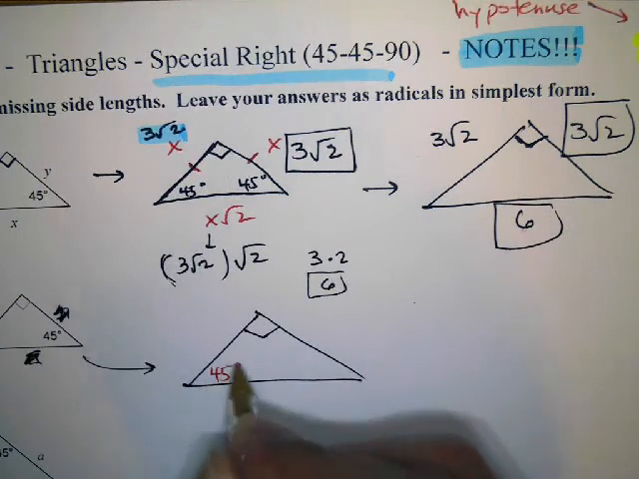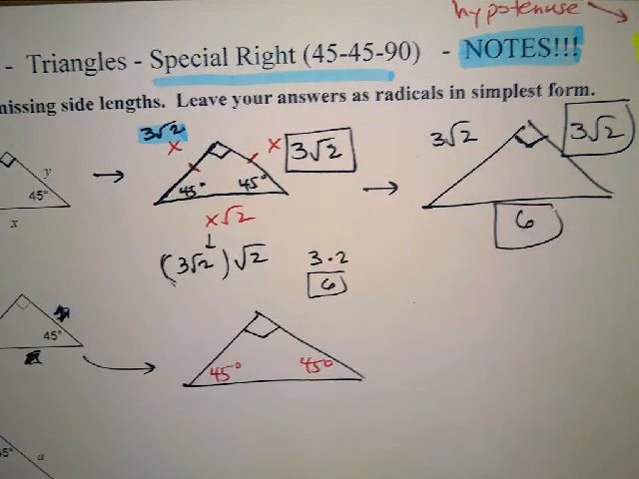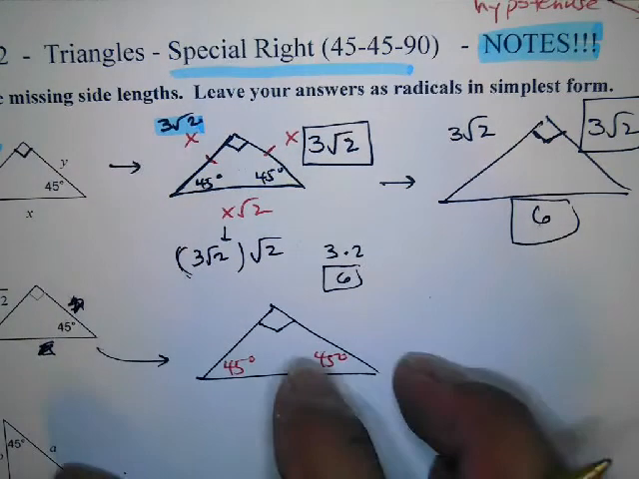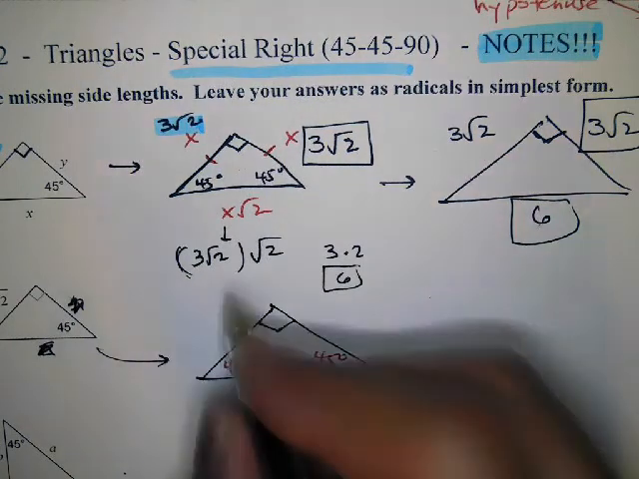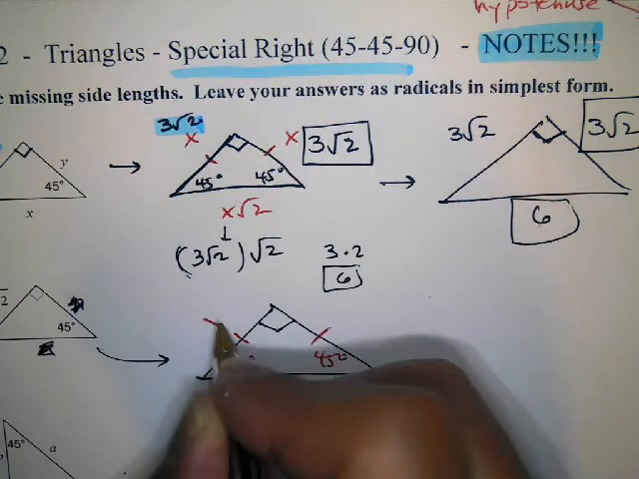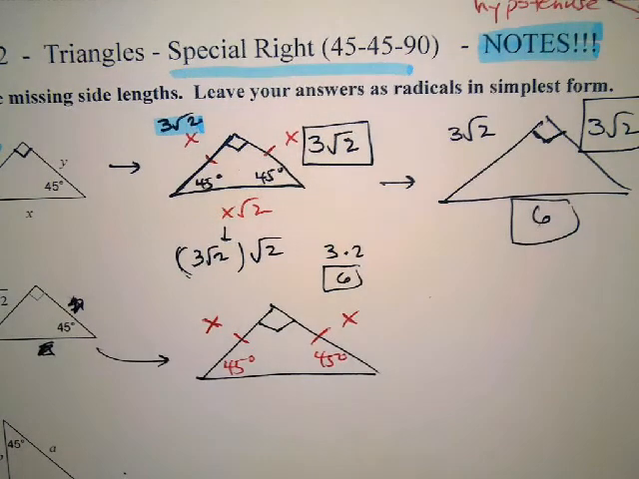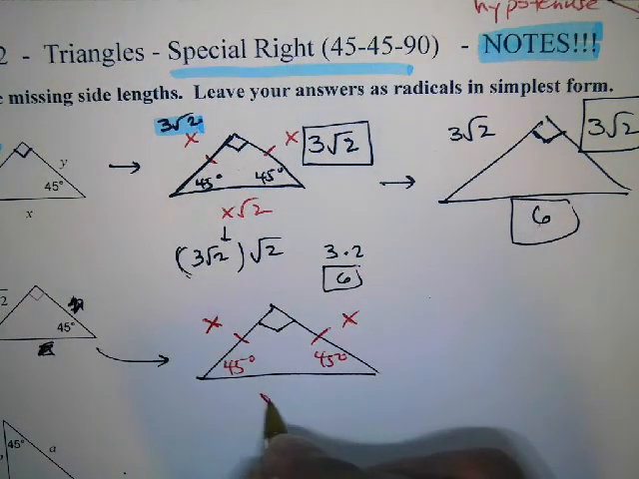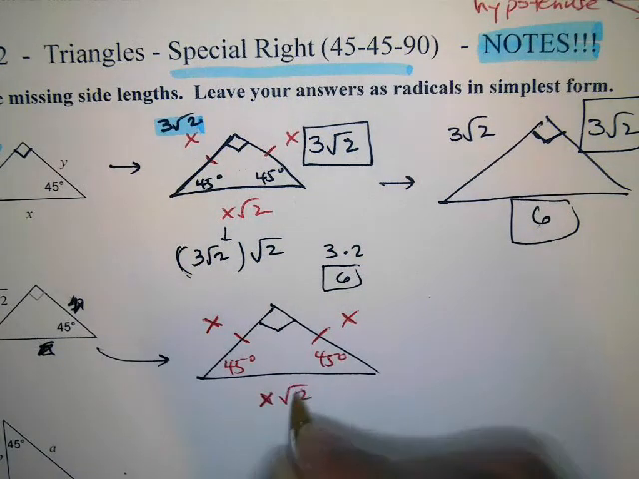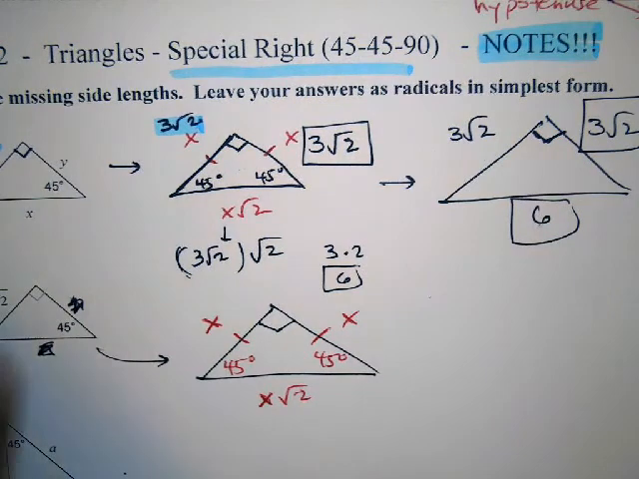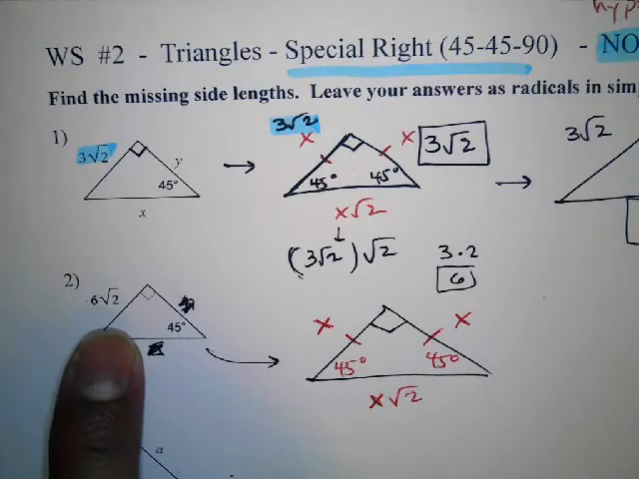Forget about everything right here. What do you know? Well, this is a 45, right? Label the angles. This is half of a square, right? The legs are what? Congruent. Whatever this one is, this one is. That's why they're the same letter X. And this one should be the value of a leg times root 2.